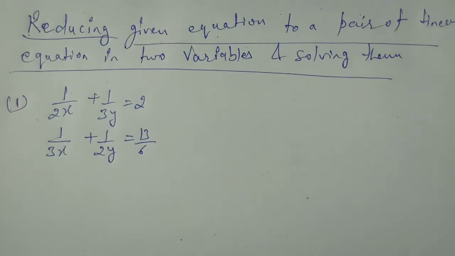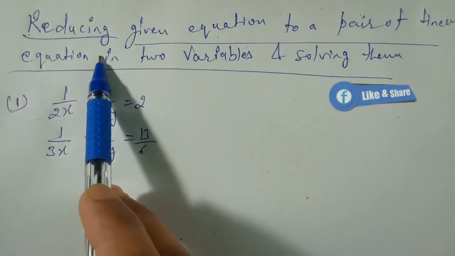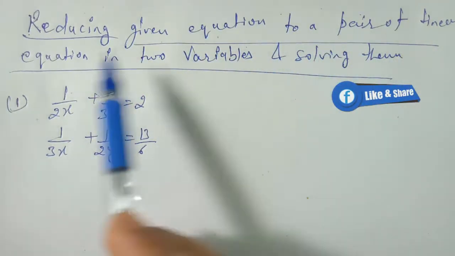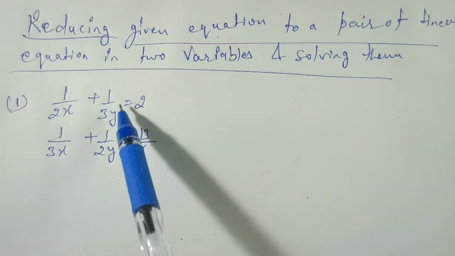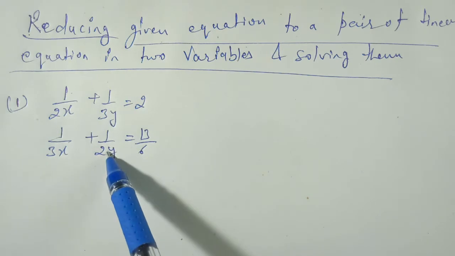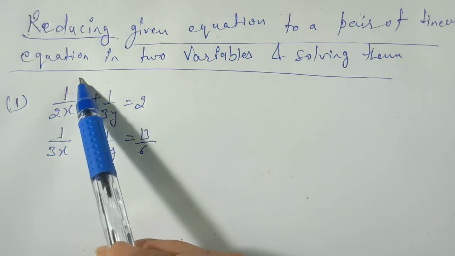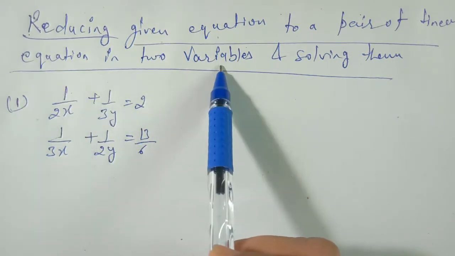Yes students, today we're going to learn how to reduce a given pair of equations to a pair of linear equations in two variables and solve them. It means the pair of equations which are given are not linear equations. Why are they not linear equations?